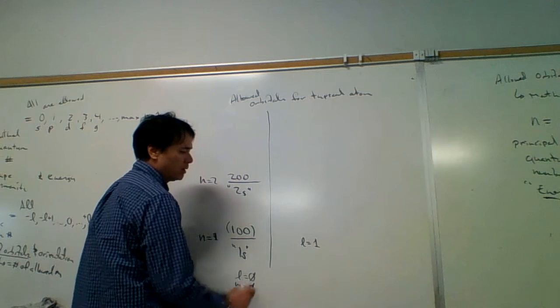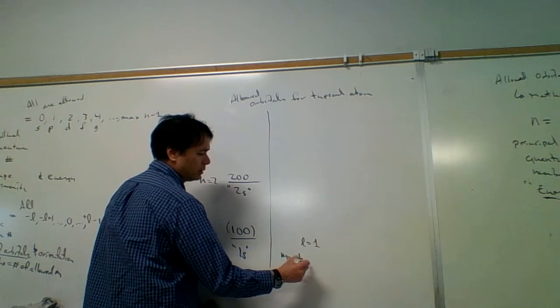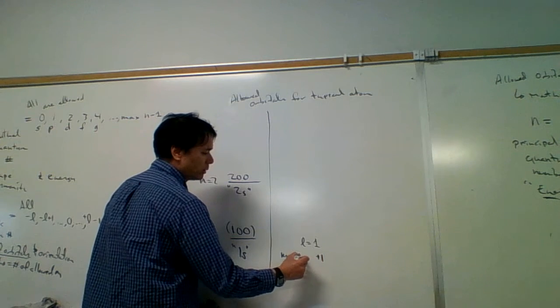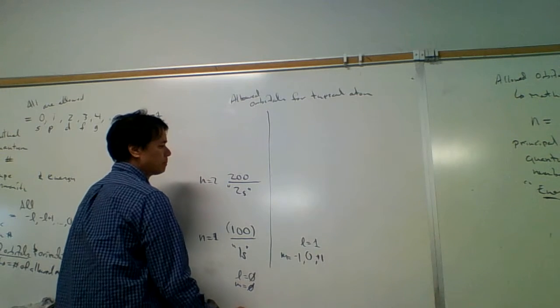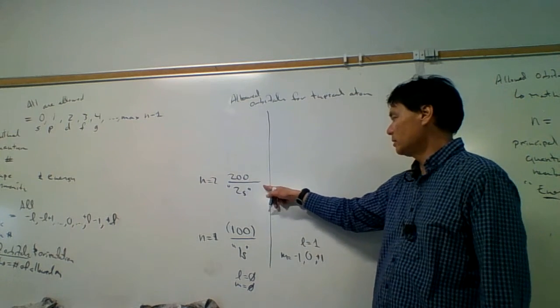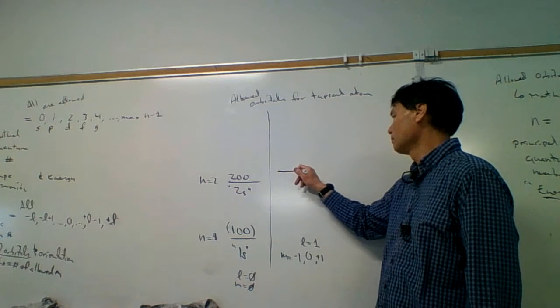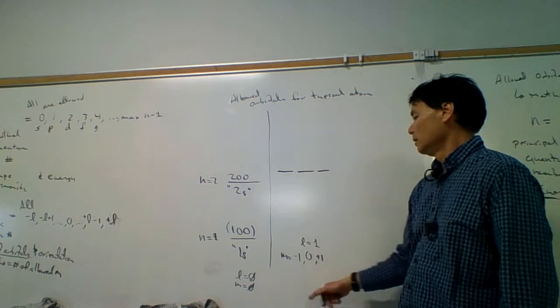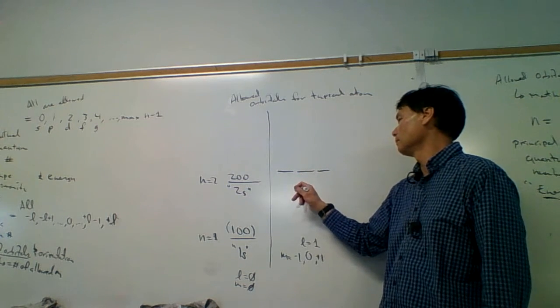When L equals 1, what are my M values that are allowed? Well, I go from -1 to +1, going through 0. And so I'll have -1, 0, +1. Now, going from L equals 0 to L equals 1, L equals 1 is a little higher in energy.